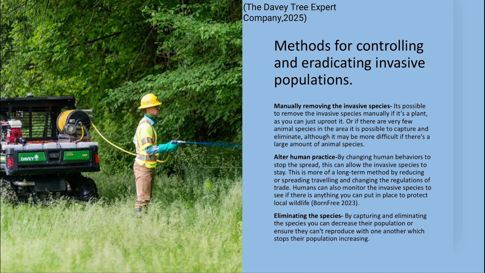To control invasive populations, you can manually remove the invasive species. This is more likely to be used on plants as you can just uproot it. You can alter human practice by stopping travel or altering regulations of trade, or you can eliminate the species by capturing and eliminating them to decrease their population.